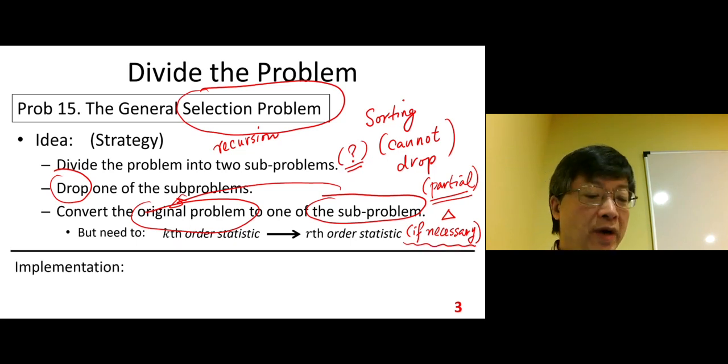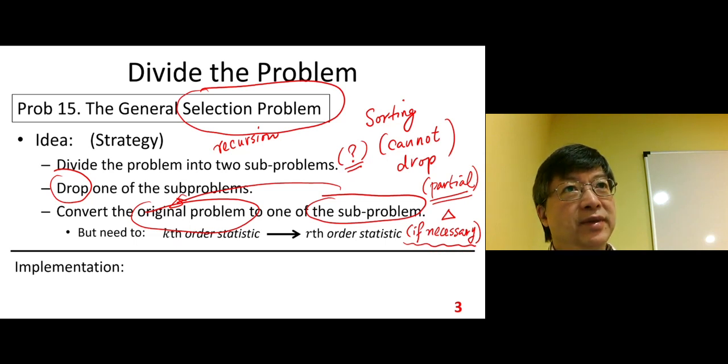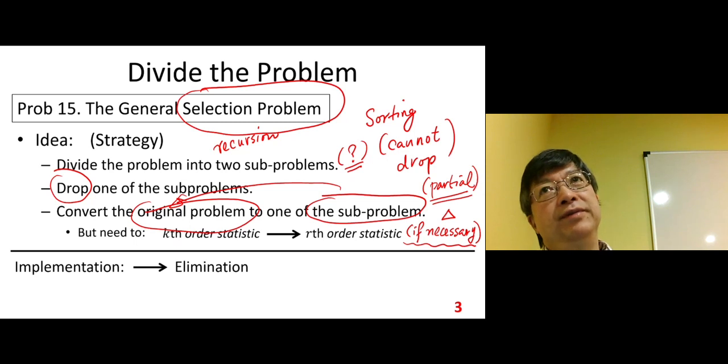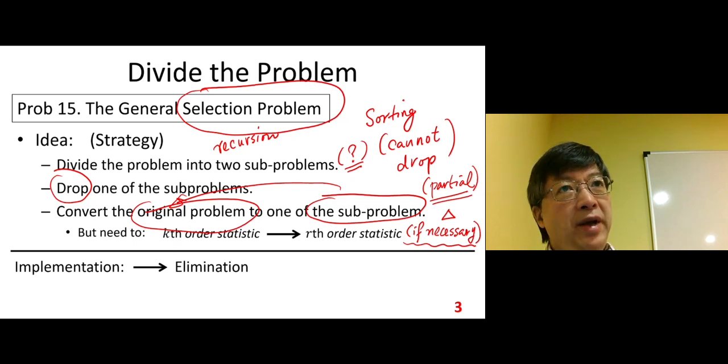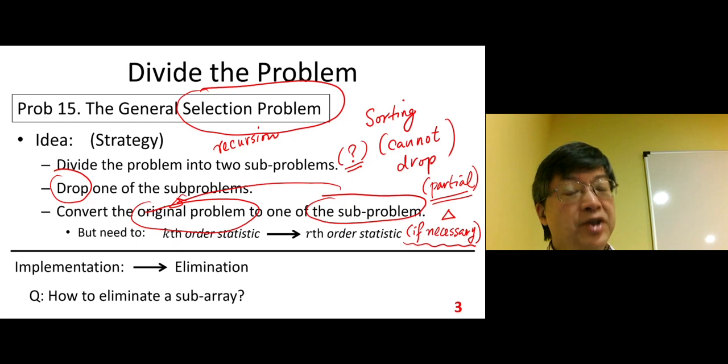Next, we look at the implementation. How do we do the implementation? All right, so we still use the elimination method. We want to eliminate one of the subarrays. So the question: how to eliminate a subarray? Next slide, I want to explain how to eliminate the subarray.